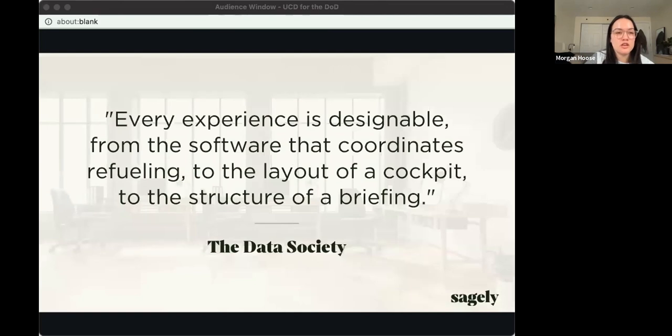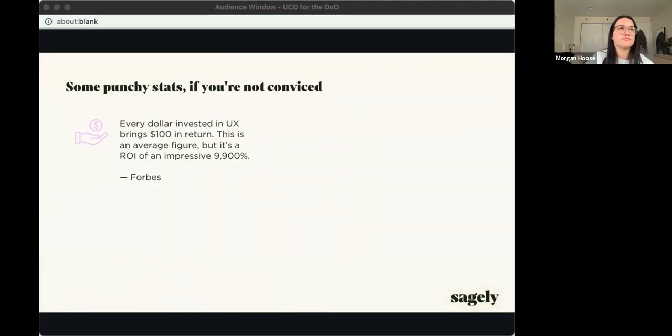So I think a good quote here and the key takeaway I want to cover from these examples that we highlighted is: every experience is designable, from software that coordinates refueling to the layout of a cockpit to the structure of a briefing. Everything can be designed intentionally with the user in mind.